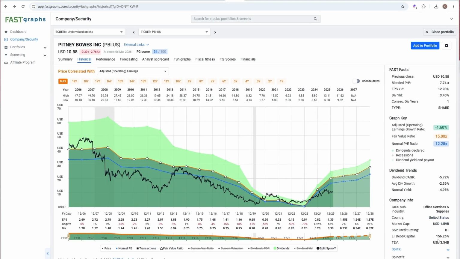Strong companies usually show stable or growing revenue over time. Red flag number two, excessive debt. Too much debt can be extremely dangerous, especially when interest rates rise or the economy slows down. Highly leveraged companies often struggle during economic downturns.